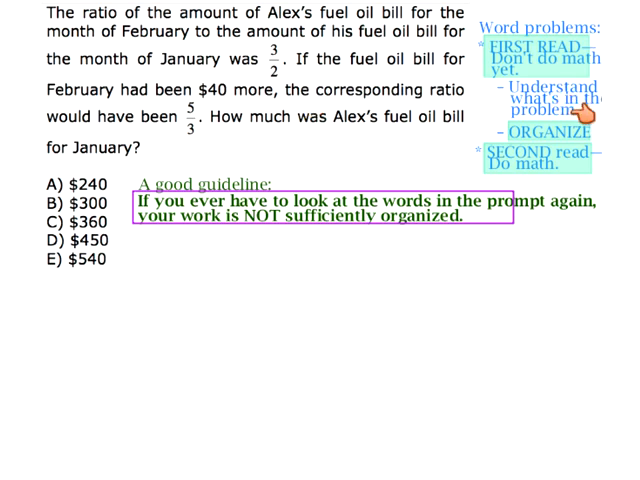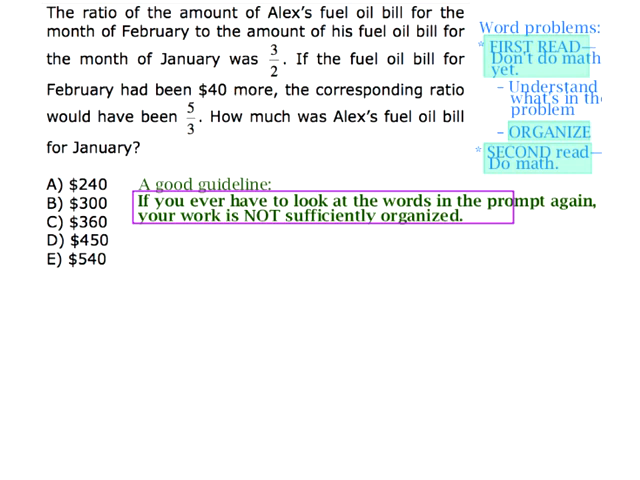So, okay, what are the things in the problem? Well, we have a fuel oil bill for February and January. And then we notice what we have. We don't just have a fuel bill for those months. What do we also have? For each month, we have the fuel bill that Alex actually paid. And then what else do we have? Chat box. We have the if part. Yeah, so we have like a hypothetical, right?